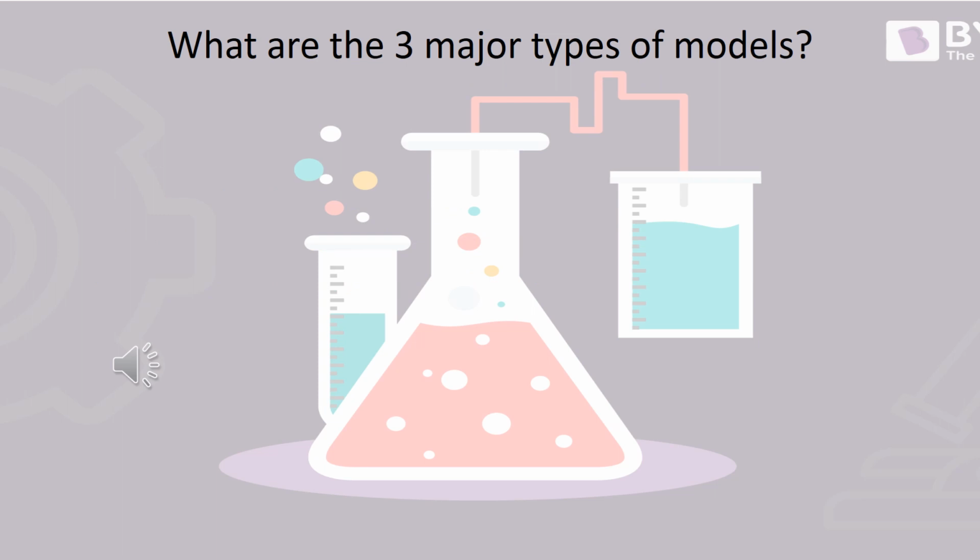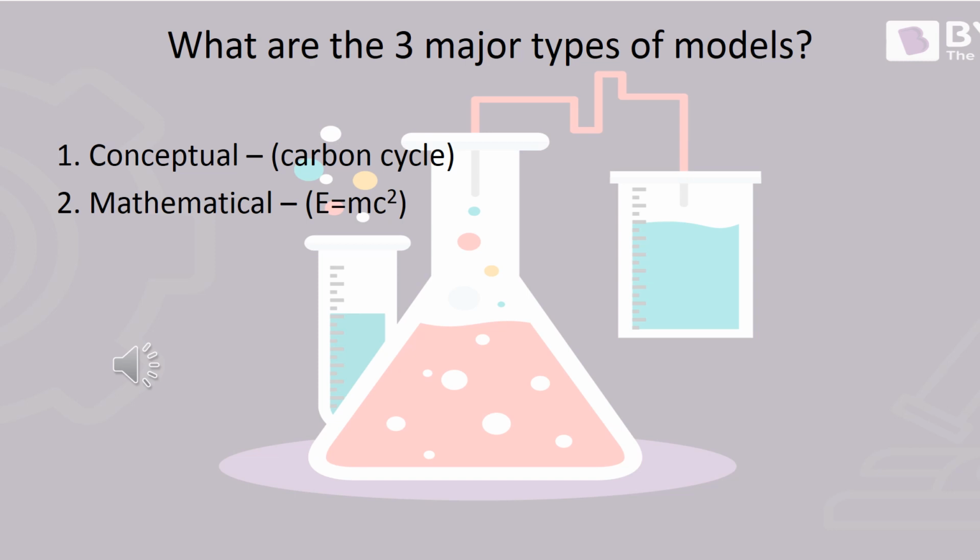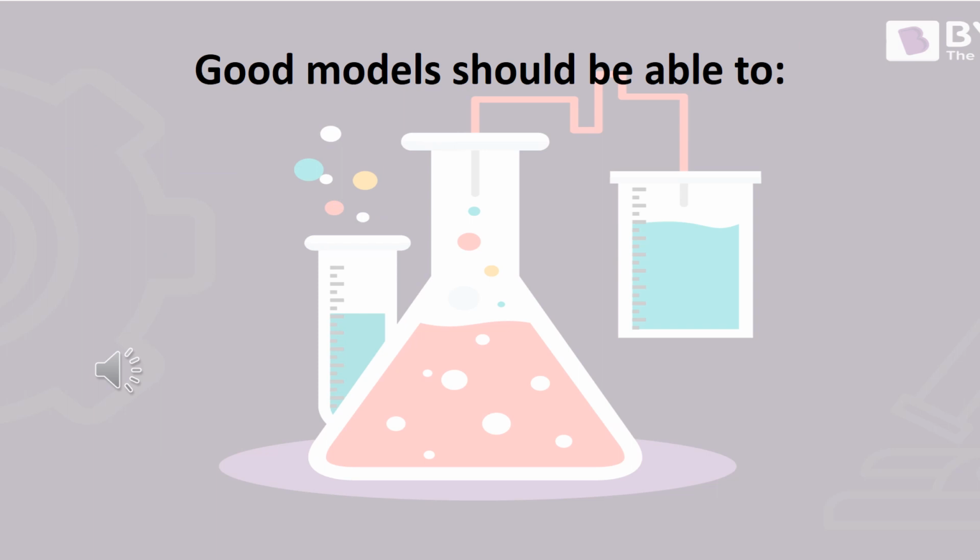There are 3 major types of models. There's a conceptual model, an example of that would be the carbon cycle. The second one is the mathematical model, and you know of E equals mc squared, Einstein's theory of relativity. And then a physical model would be a globe, where we make the Earth look small and we can hold it in our own hands.